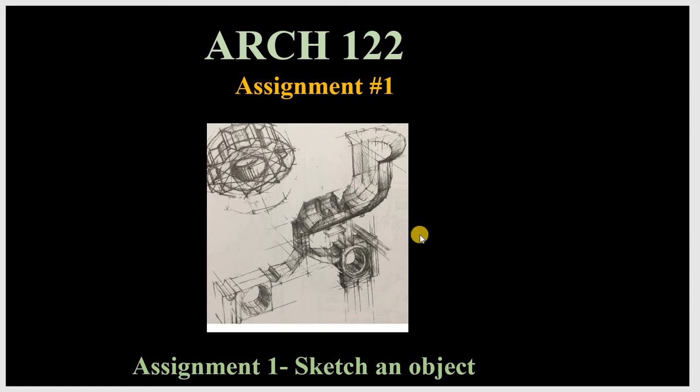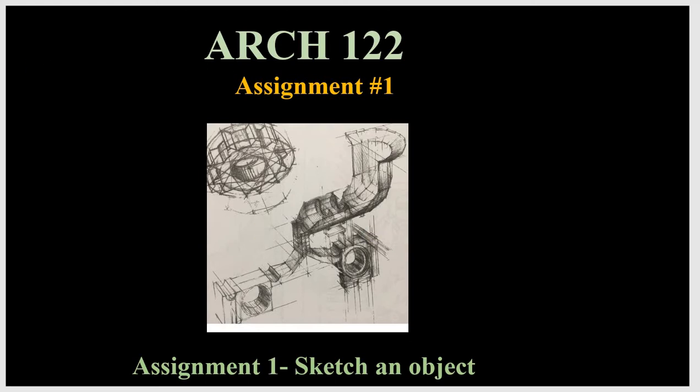Hi students, Architecture 122, assignment number 1: sketch an object. Today I try to combine PowerPoint and sketching to show you how to sketch more easily.